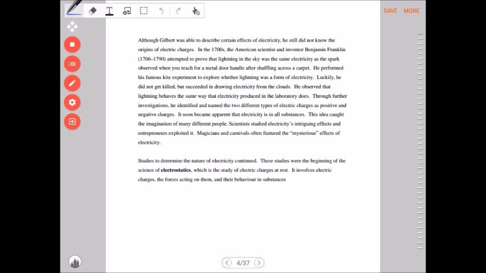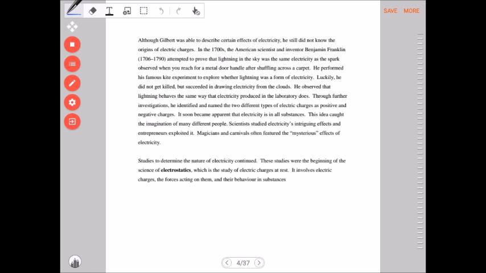All right, so let's flip the page. Although Gilbert was able to describe certain effects of electricity, he still really didn't know the origin of the electric charges. So in the 1700s, the American scientist and inventor Benjamin Franklin attempted to prove that lightning in the sky was the same electricity as the spark observed when you shuffle across the carpeted floor and then touch the metal doorknob. It gives you that little zap. So he was trying to prove that lightning was the same as the door spark.